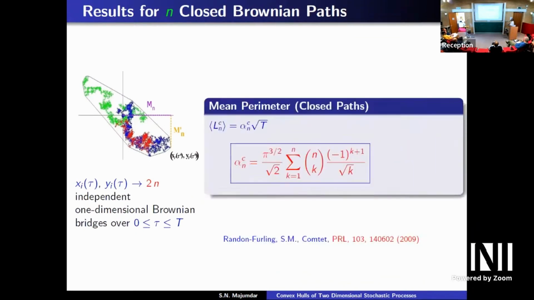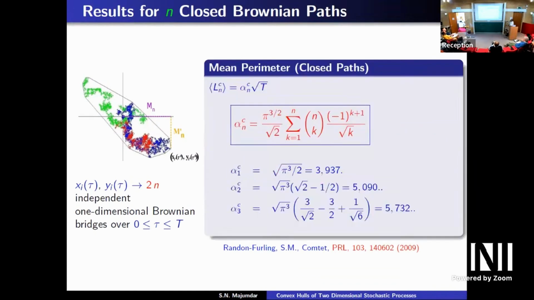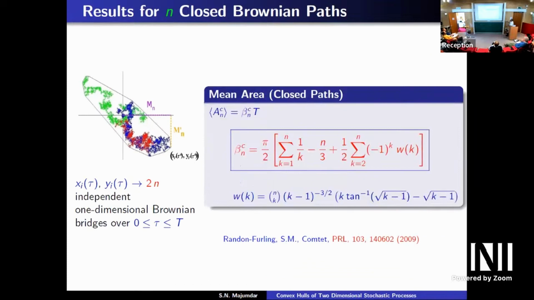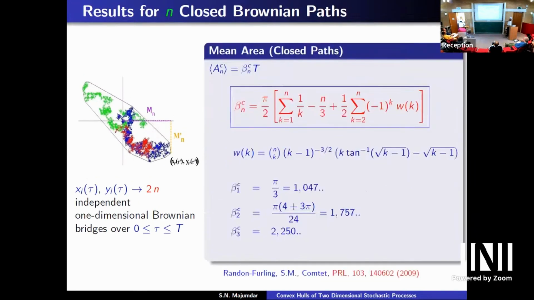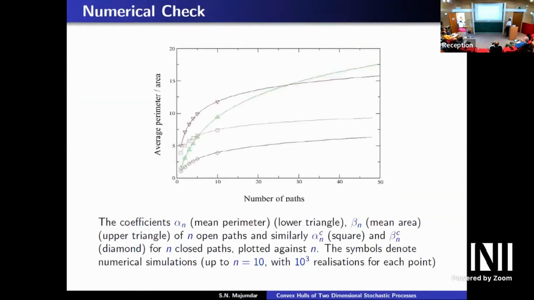And now you go to closed paths, the bridge. So for closed paths, again, this is alpha n c times square root of t. Alpha n c you can compute explicitly, with values, and similarly for the area, they are a little more complicated, but they're explicit results basically. All right, and then you can do simulations and plot. These are open paths and closed paths for area and the perimeter. I don't know which one is what, but it matches very well with the predictions.